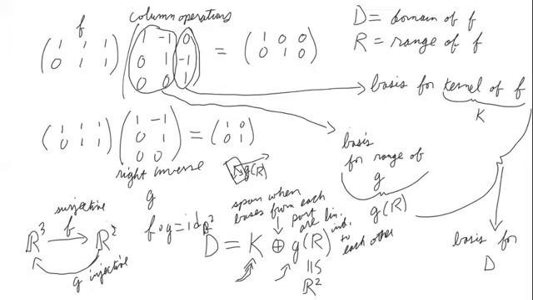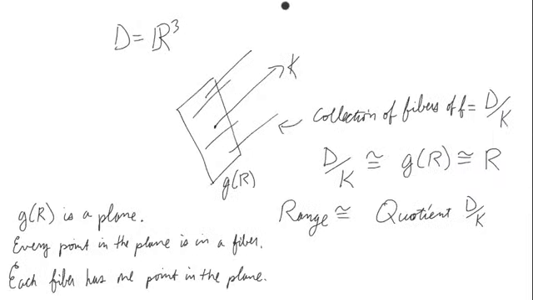Okay, so let's take a look and keep going here. So in R3, here is just a little picture of this setup. K is a line, in this case the span of one vector. And remember that K is a fiber. K is the preimage of 0, in fact, of F.